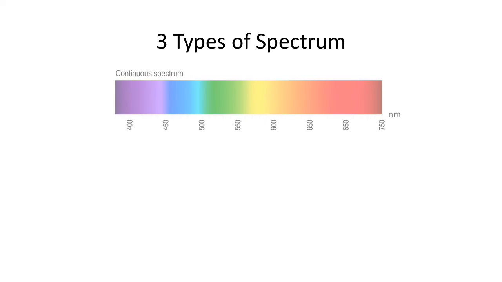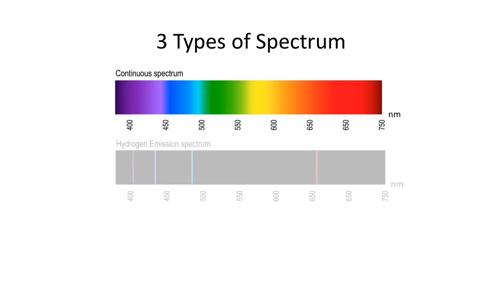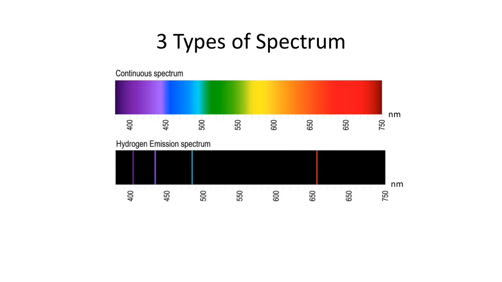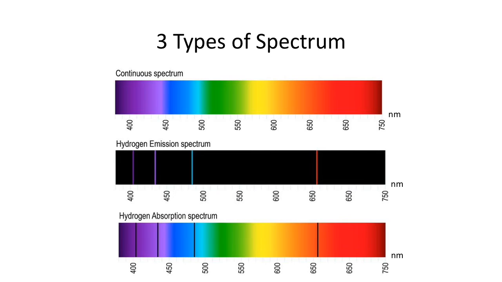First, let's look at the continuous spectrum. This is a representation of all visible light. Each wavelength is interpreted by our eyes as a different color. When the electrons jump from a higher level to a lower level, they emit only a few wavelengths. This gives us the emission spectrum. When we invert the emission spectrum, we get the absorption spectrum. Each black line corresponds to a wavelength that was absorbed.